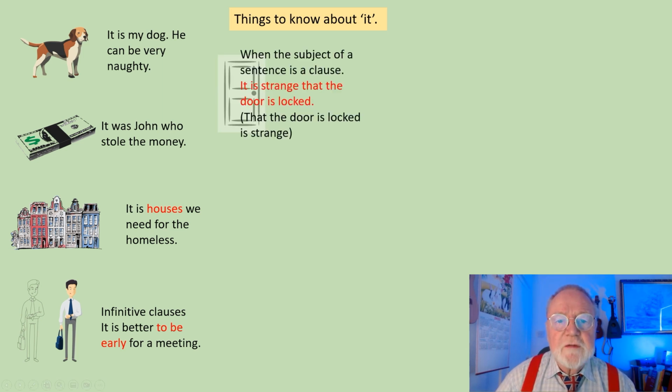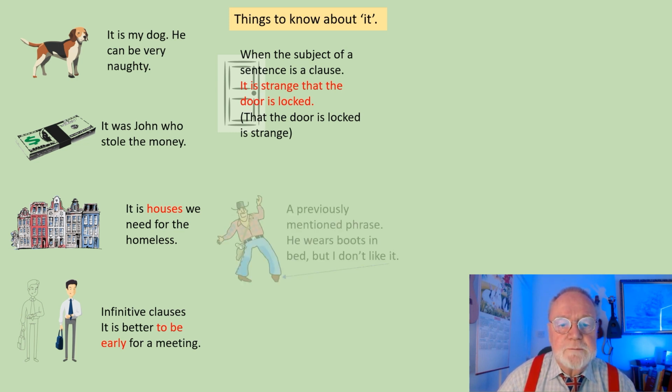When the subject of a sentence is a clause like this, that the door is locked is strange, we use it because it just helps make more sense of the sentence. It is strange that the door is locked. But as previously, it is not the subject of the sentence. That the door is locked, that's the whole phrase, is the subject. It is strange that the door is locked.